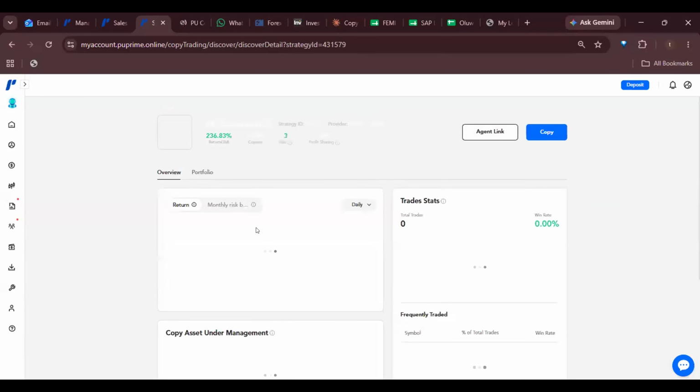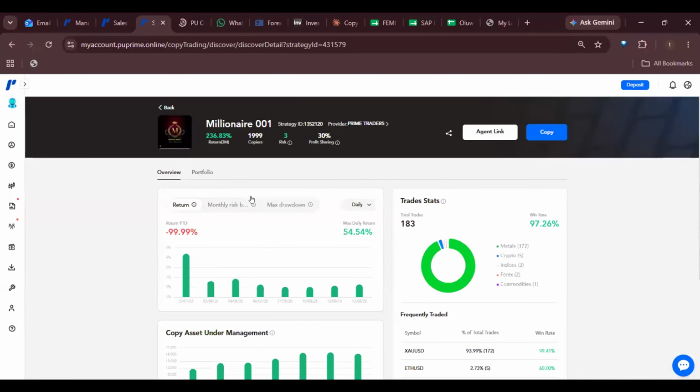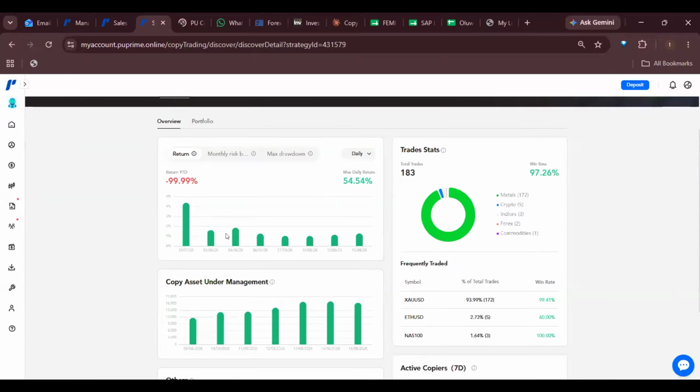The next thing it does is give us an overview of what this person has been doing. Some of the performance metrics or information that are relevant to both you and I, what we need to know is this. The first thing is for us to look at the overview of this person. The maximum daily return you get from this particular client is 54%.